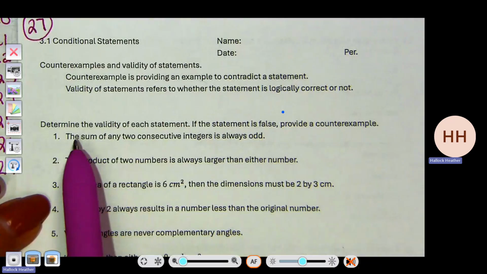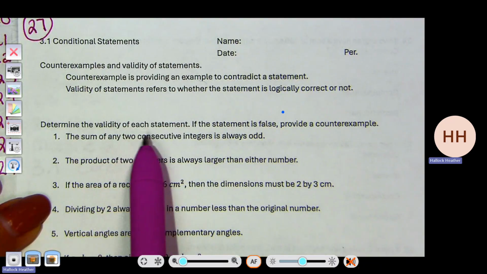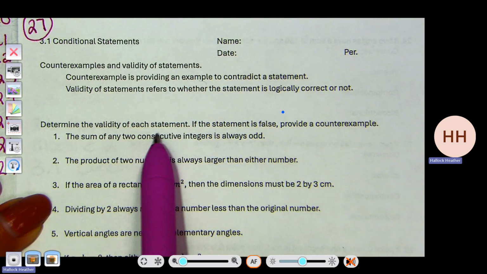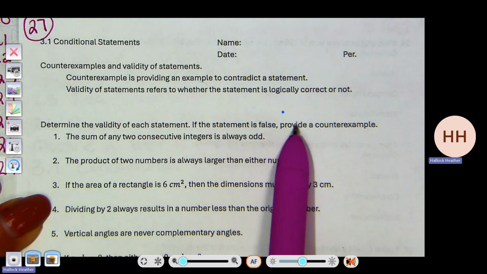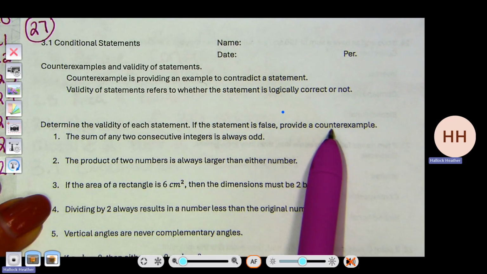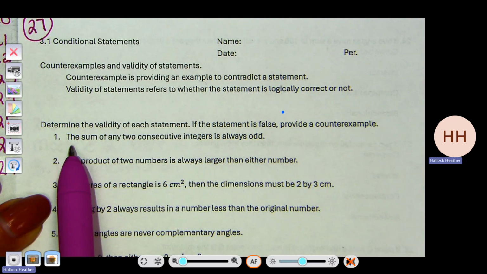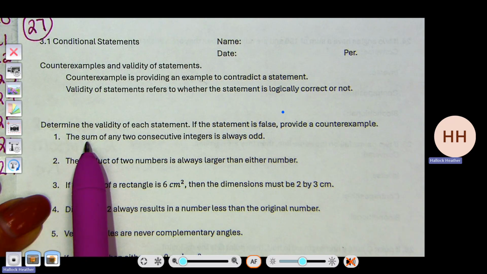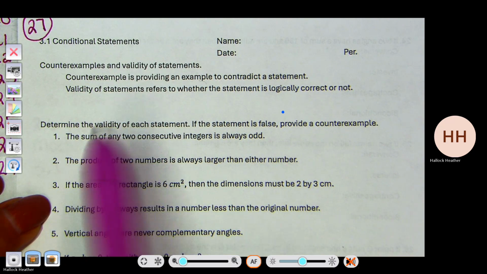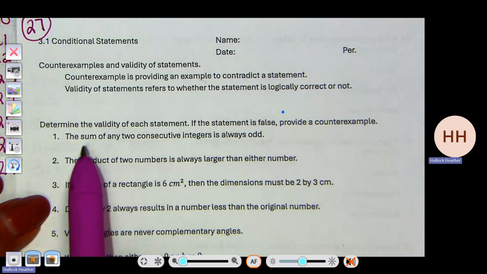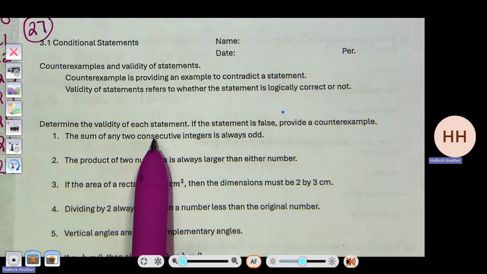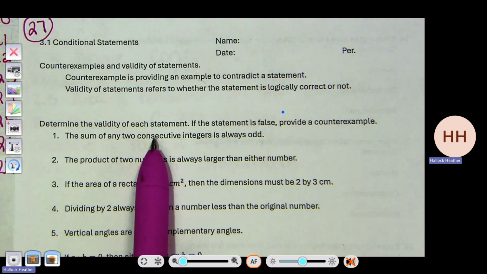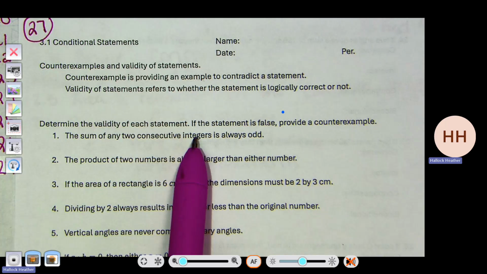So it says determine the validity of each statement, so if it's true or false. If the statement is false, provide a counterexample. Numero uno says the sum, what does sum mean? Adding any two consecutive numbers or integers is always odd.